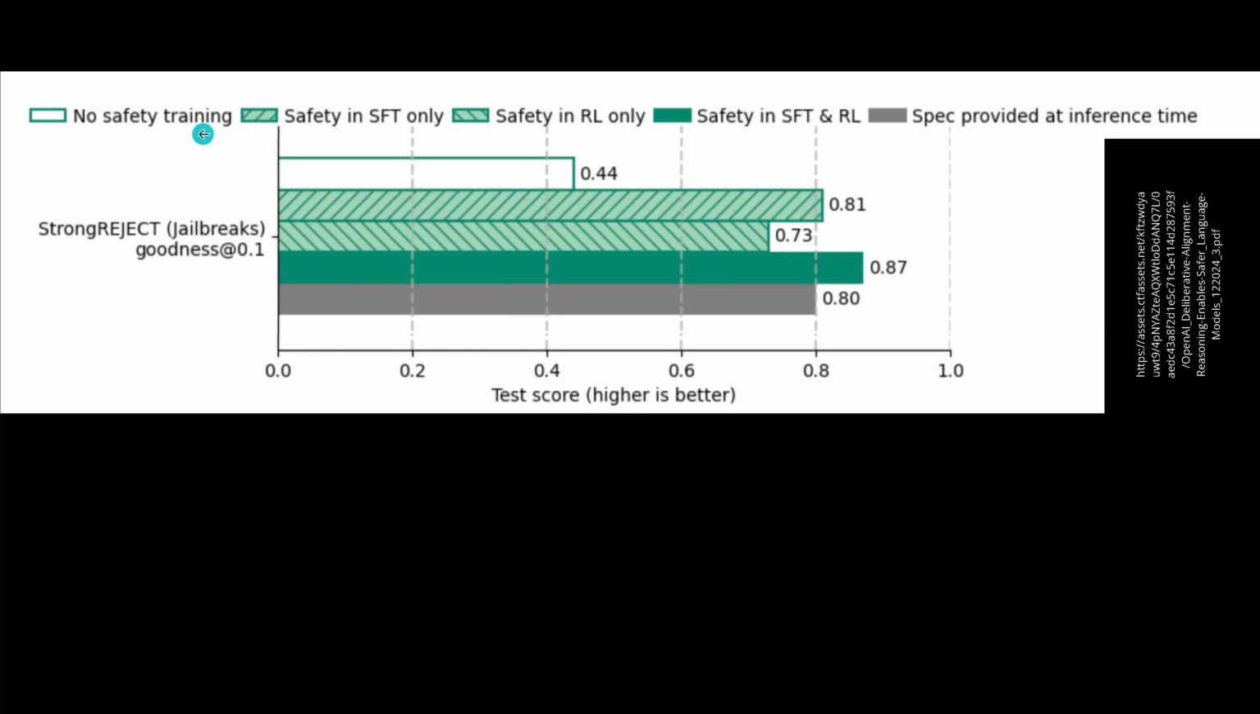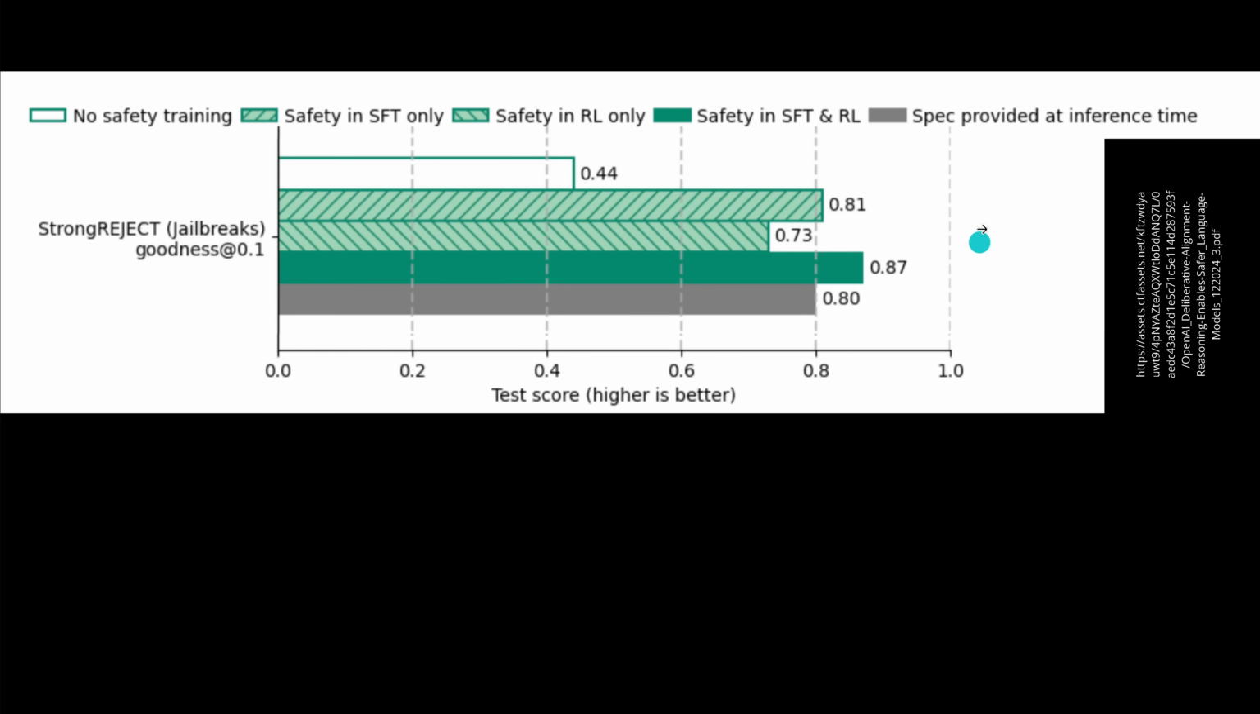Look. If you have no safety training, for this particular benchmark, we have here the test score: 20%, 40%, 60%, 80%, 100% success. So I go here, 44%, great. Then if you put the safety data in supervised fine-tuning only, we have 81. Only in reinforcement learning, we fall back to 73. But if we optimize supervised fine-tuning and reinforcement learning with our particular reasoning data set, on how to cope with jailbreaks that affect the safety of our AI systems, we have 87%.